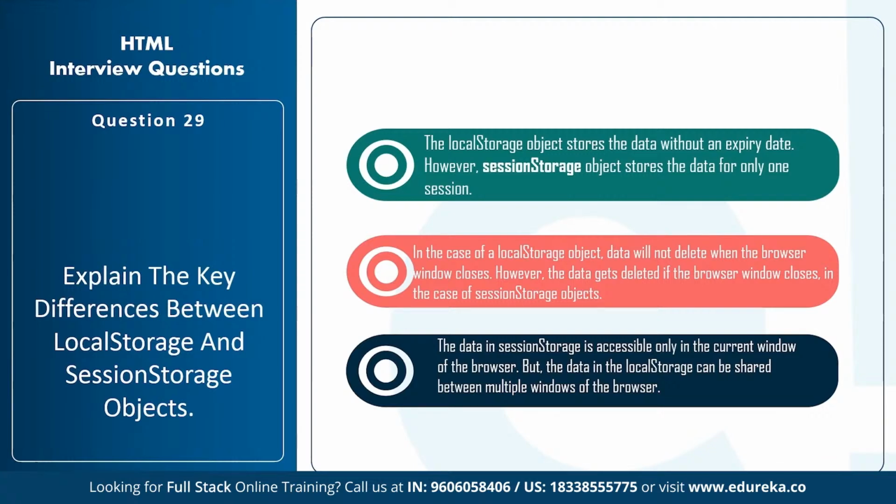In the case of a local storage object, data will not be deleted when the browser window closes. However, the data gets deleted if the browser window closes in the case of session storage objects. And finally, the data in the session storage is accessible only in the current window of the browser. But in case of the local storage, the data can be shared between multiple windows of the browser. So these were some of the differences between the local and the session storage objects.